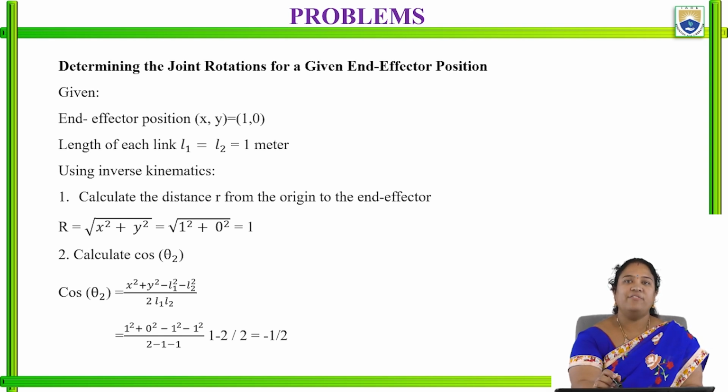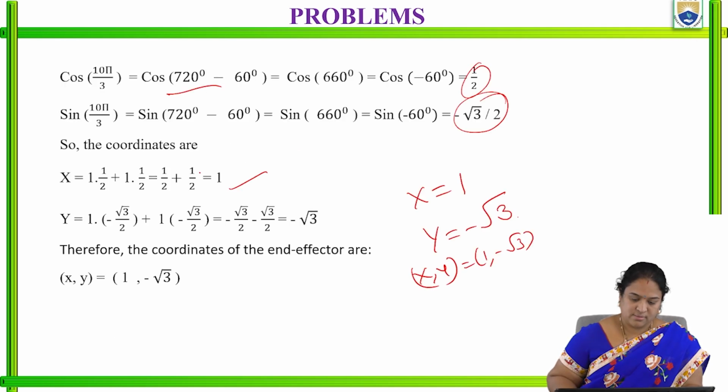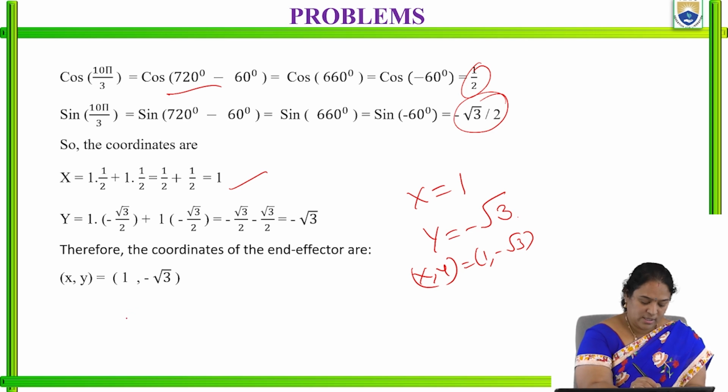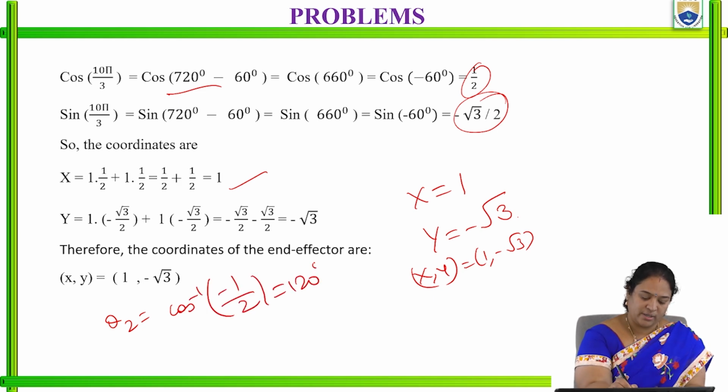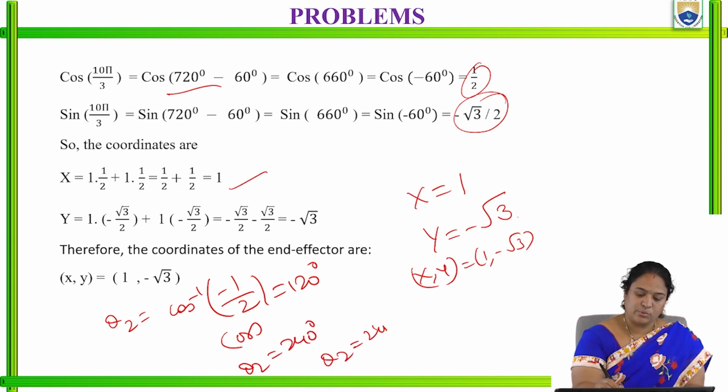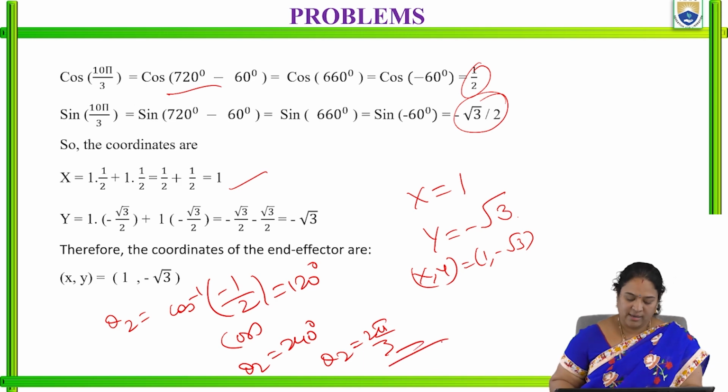That is, x and y we have got as 1 and 0. The lengths L1 and L2 are equal to 1 meter. Using the inverse kinematics, this is what we have got. So we need to calculate here theta 2 is equal to cos inverse of minus 1 by 2, which is equal to 120 degrees. Or when we consider theta 2 is equal to 240 degrees, theta 2 is equal to 2 pi by 3. This is what we are getting.